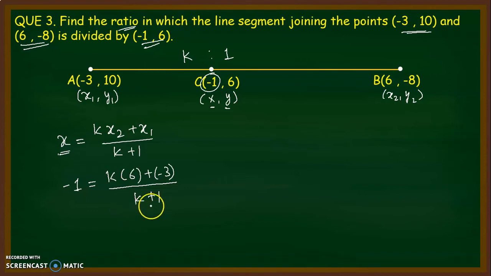So if you rearrange this equation, this k plus 1 will multiply with -1, so it becomes -1, so minus k equal to 6k minus 3. So it will be 7k equal to minus a plus 1 from 2.